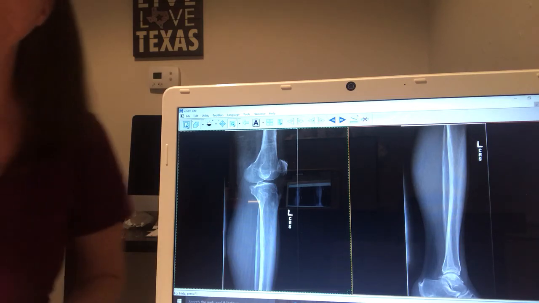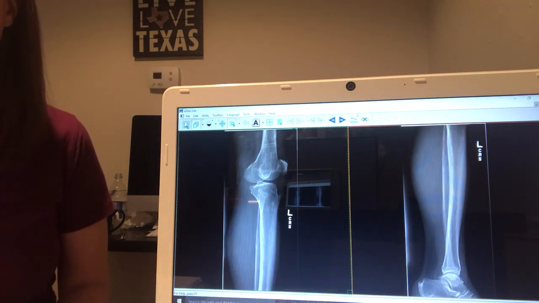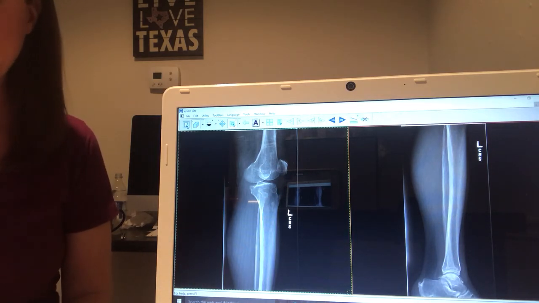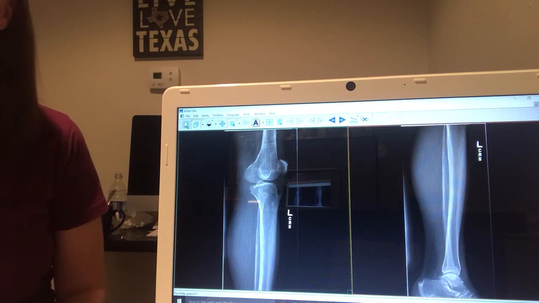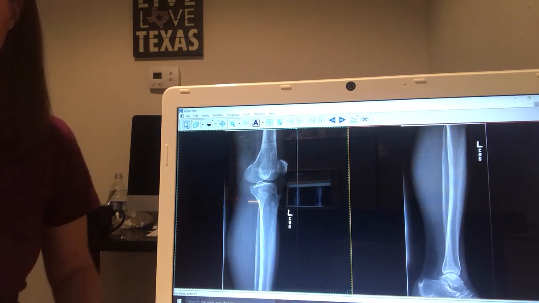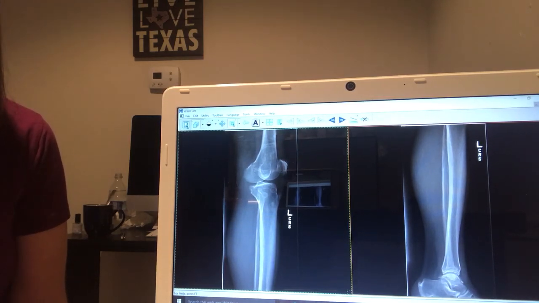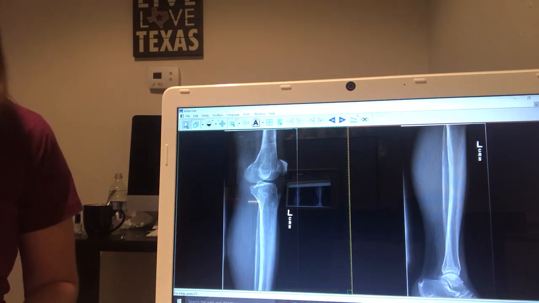So according to the radiologist, there was no tibial or fibular fracture seen. The soft tissues appear normal, and there is no radio-opaque foreign body. So his impression was that there was no acute bony radiographic abnormality.